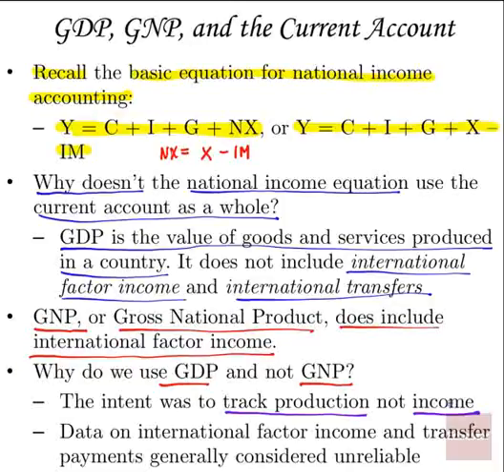It used to be the case that GNP was used more often than GDP, but today most economists will point to the GDP figure rather than the GNP. And for practical reasons too. Data on international factor income and transfer payments are generally considered unreliable, whereas with the value of goods and services, all the payments flowing in and out can be measured quite easily. That's why we tend to use GDP, and it ends up being a little more convenient than GNP.